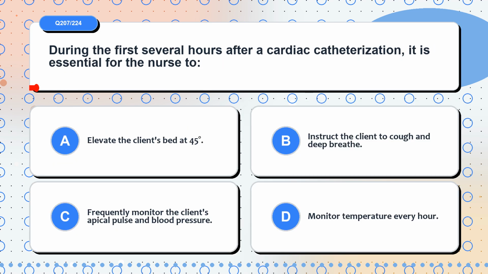Question 207. During the first several hours after a cardiac catheterization, it is essential for the nurse to. Here are the options. Option A. Elevate the client's bed at 45 degrees. Option B. Instruct the client to cough and deep breathe. Option C. Frequently monitor the client's apical pulse and blood pressure. Option D. Monitor temperature every hour.